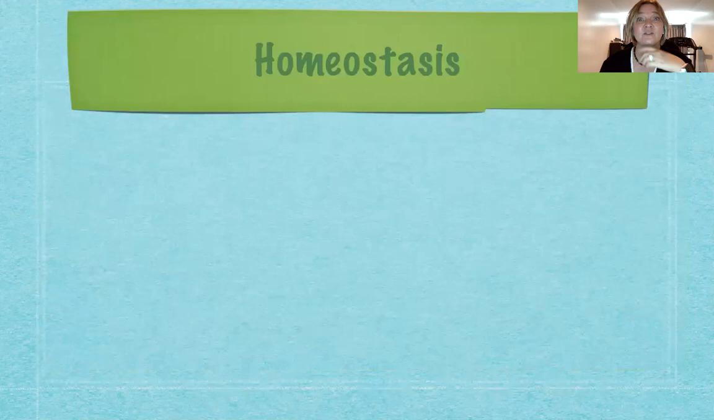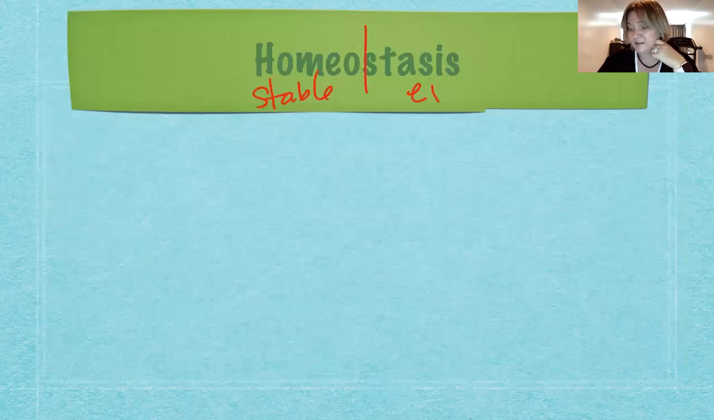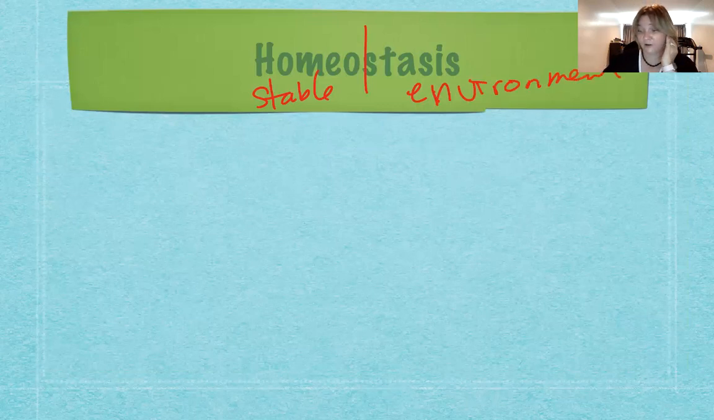Okay, next characteristic is homeostasis. Again, with vocab, always breaking down vocab. Homeo means stable, and stasis is environment. This is huge. Now, going back to the sweat example, the reason why we sweat is because we have to maintain homeostasis when it comes to body temperature. It has to be at or around between 36 and 37.